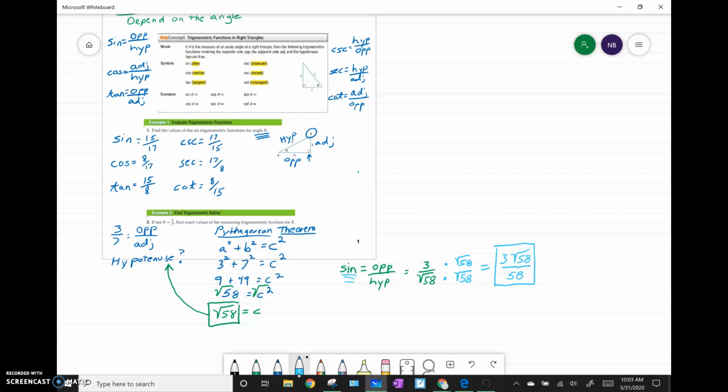All right, now that we have the tangent and the sine, you'll just need to go back in and find your cosine, your cosecant, your secant, and your cotangent.